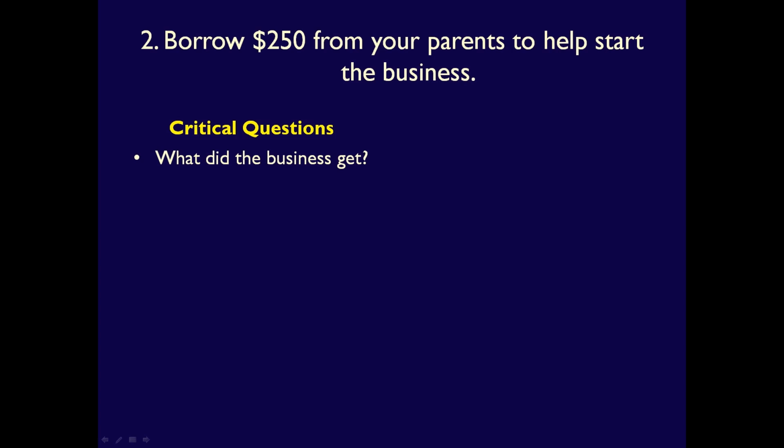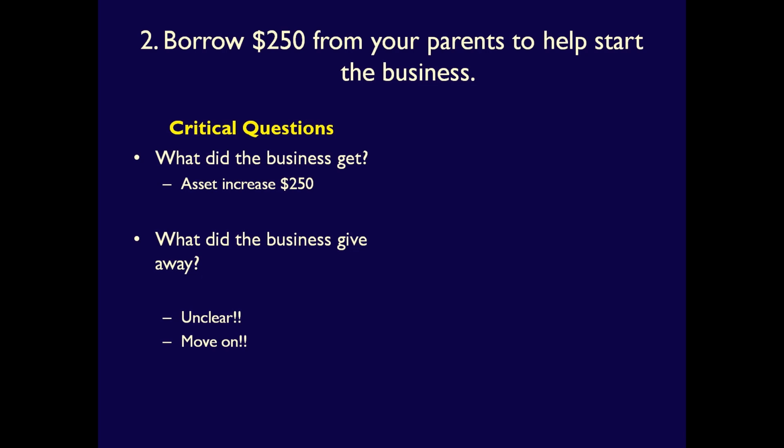Next transaction. 2. Borrow $250 from your parents to help start the business. What did the business get? Cash of $250, which we know is an asset, and we know why it's an asset, so we won't go over that again. Assets increased by $250. What did the business give away? It's hard to think about what the business gave away because we didn't give away anything physical. Let's go to the enhancing questions.